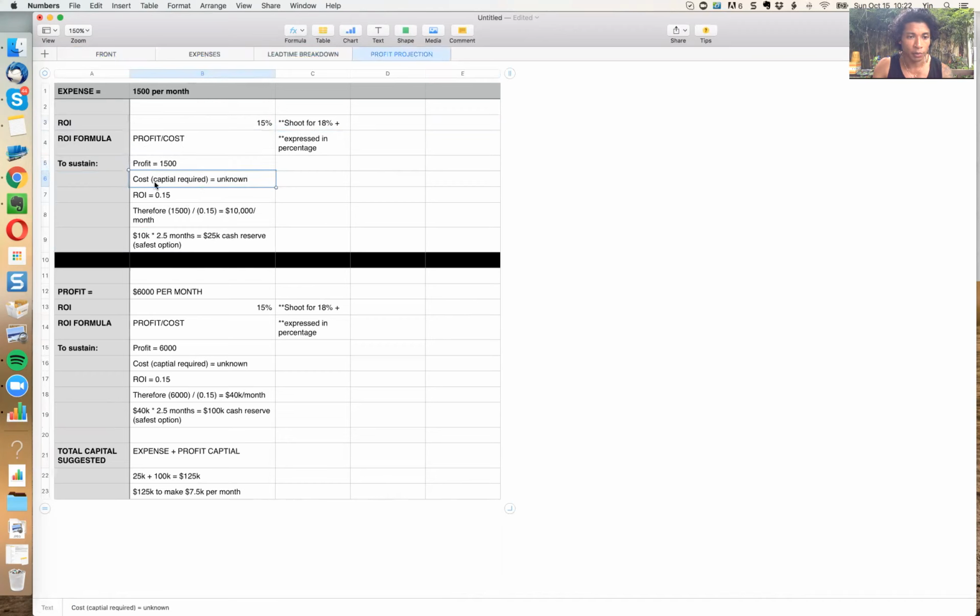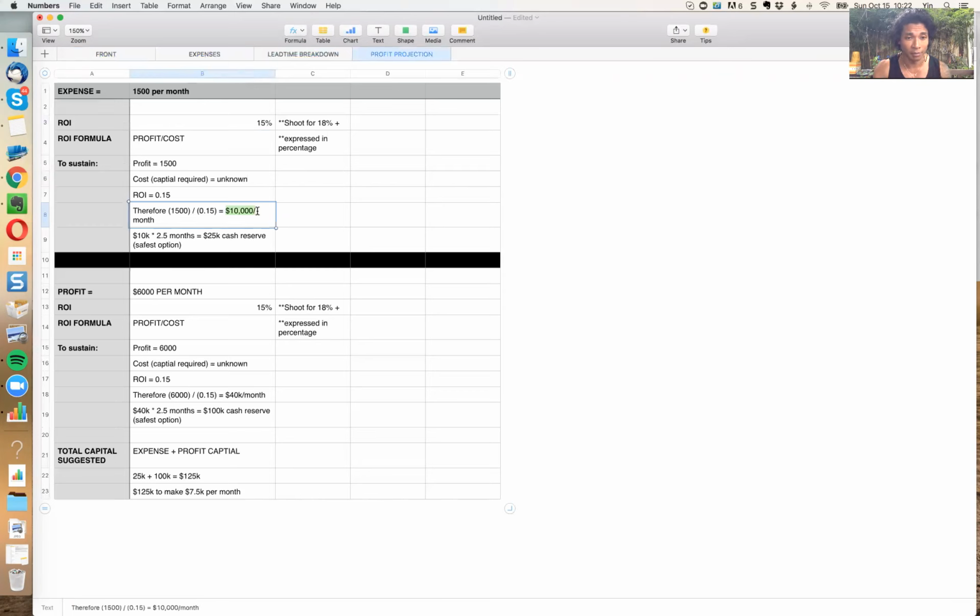We don't know the amount of capital we need or the cost of product, right? Because the cost of product is our capital, or our expenses as well, in relation to how much profit we can make. We know our ROI, which is 15%, or expressed in decimal point, 0.15. And so, just rearrange this formula around, and you have your profit over your ROI, which gives you $10,000 per month that you would need in capital for product purchases. Okay, so it's a simple way to look at it.